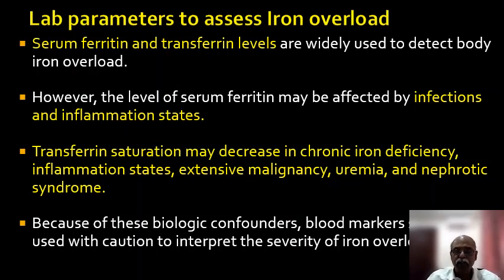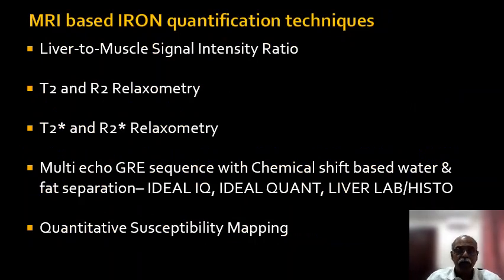Now transferrin saturation again is not very great because it can be decreased. Actually, it will be increased in iron overload status. It can be decreased in chronic iron deficiency, inflammation states, malignancy, uremia, and nephrotic syndrome. So that is why the biological markers like transferrin saturation and ferritin are not very useful. And that is why MRI has got a great role for us to play in diagnosis, prognosis, quantification and follow-up of iron overload status, especially iron homeostasis in the body.